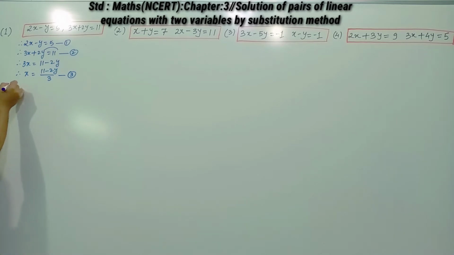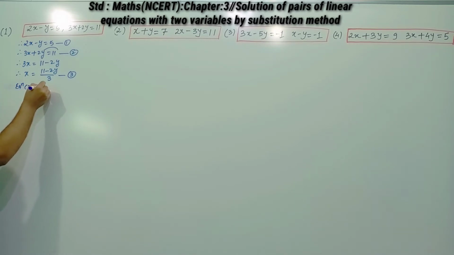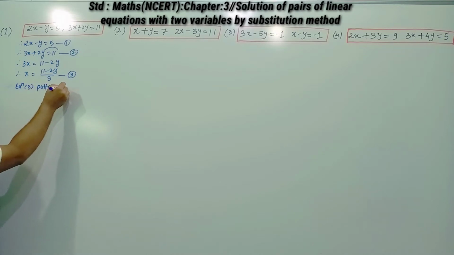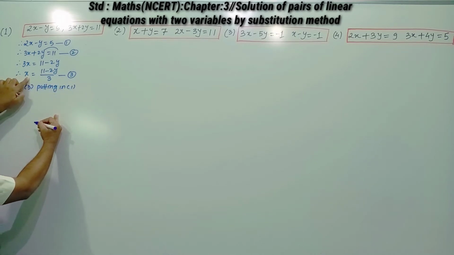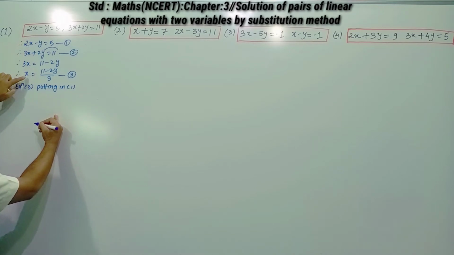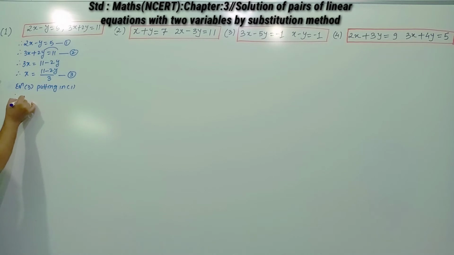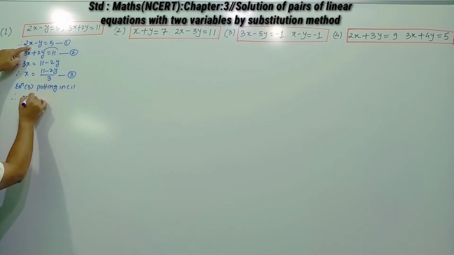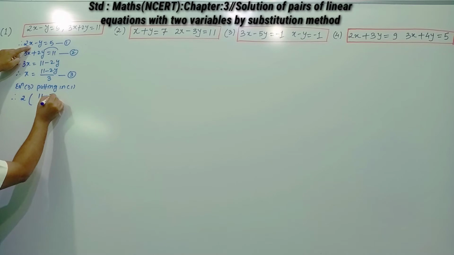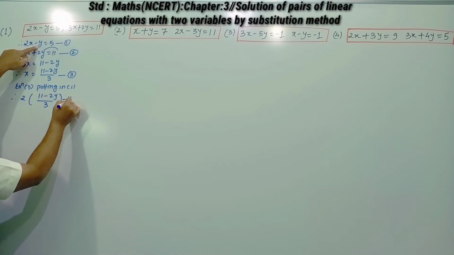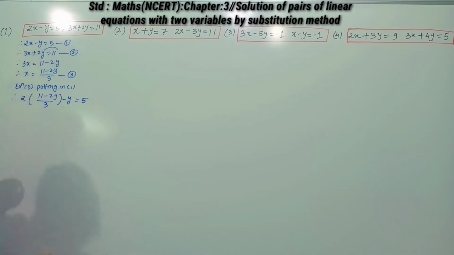Okay, now the value of x, equation 3, putting in equation 1. This equation you will have to put in equation 1. It means the value of x you will have to put over here. So 2, the value of x is (11 minus 2y) by 3, minus y is equal to 5.